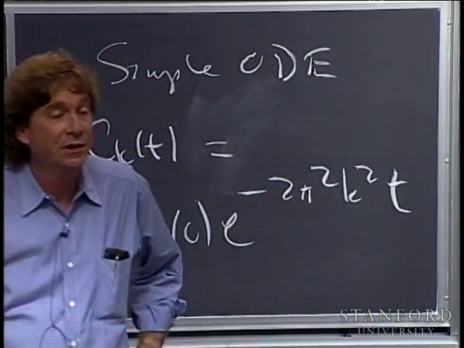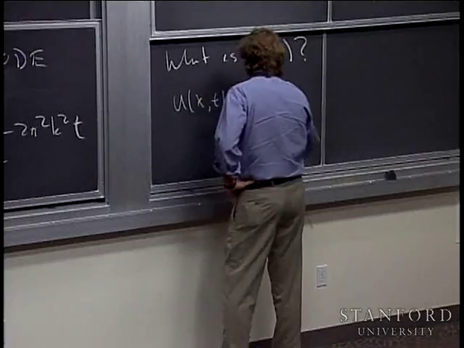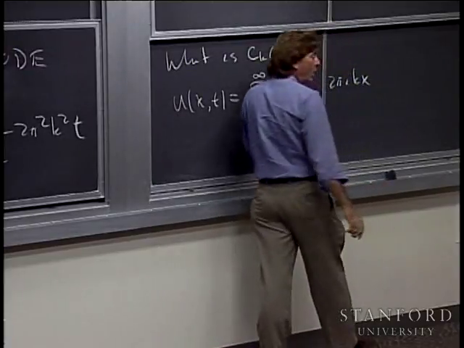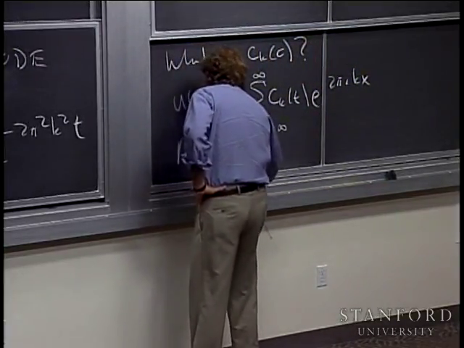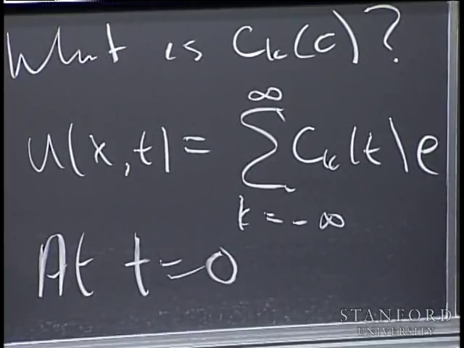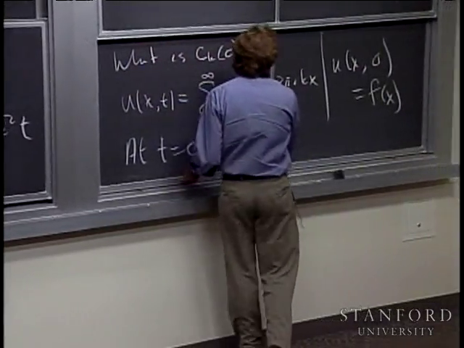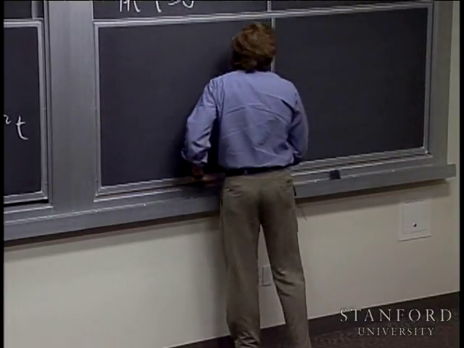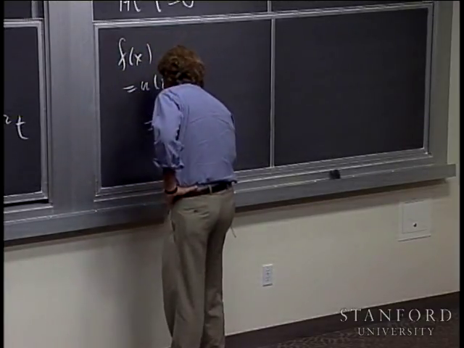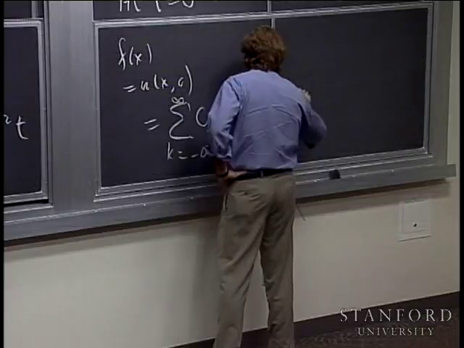All right. c_k depends on time. What is the initial condition? Well, we can see it, actually. Remember, u of x,t is the sum from k equals minus infinity to infinity of c_k of t times e to the 2 pi i k x. So what happens at t equals 0? At t equals 0, this is the initial temperature distribution. u at x, any position on the ring, at time 0 is f of x. You give it some initial distribution of heat. So that says that f of x is u of x,0. That's the sum from minus infinity to infinity of c_k of 0 times e to the 2 pi i k x.